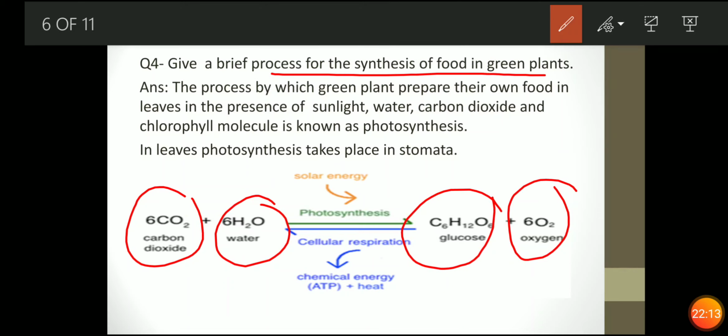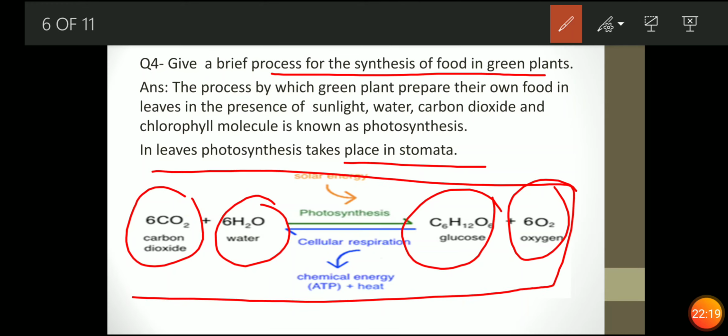Now in leaves photosynthesis कहाँ पे होता है? That is in stomata. Please always write this also when you write photosynthesis.